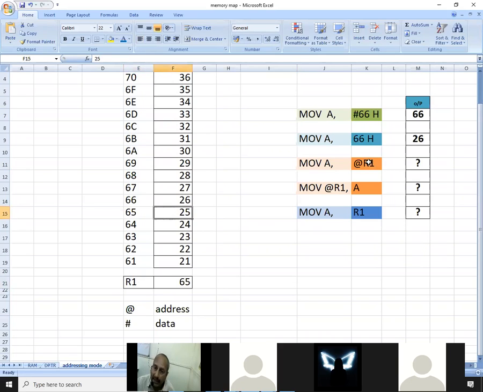So that data will be transferred to the A. So sorry to say, madam, but this 25 is the correct answer for this. Now, okay, similar here. Move @R1, comma A.